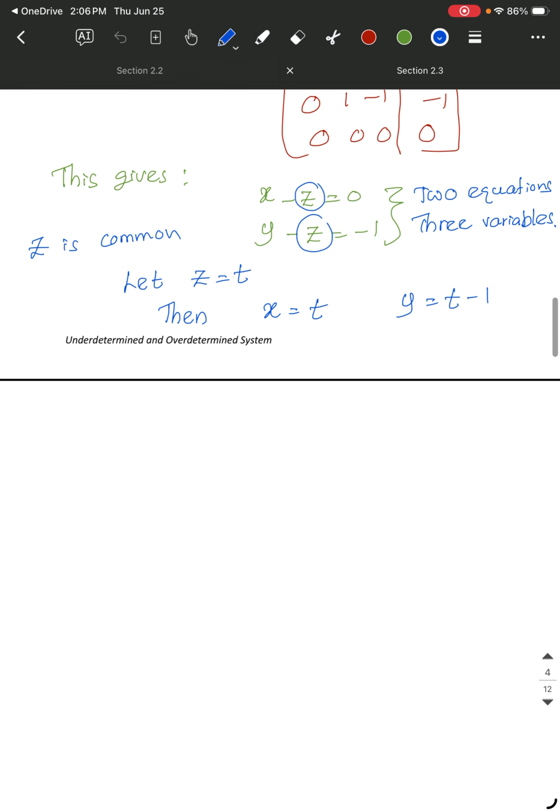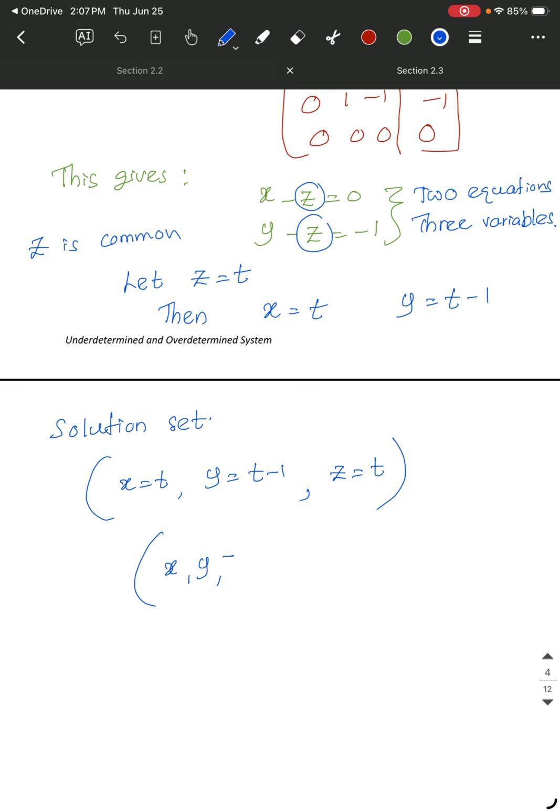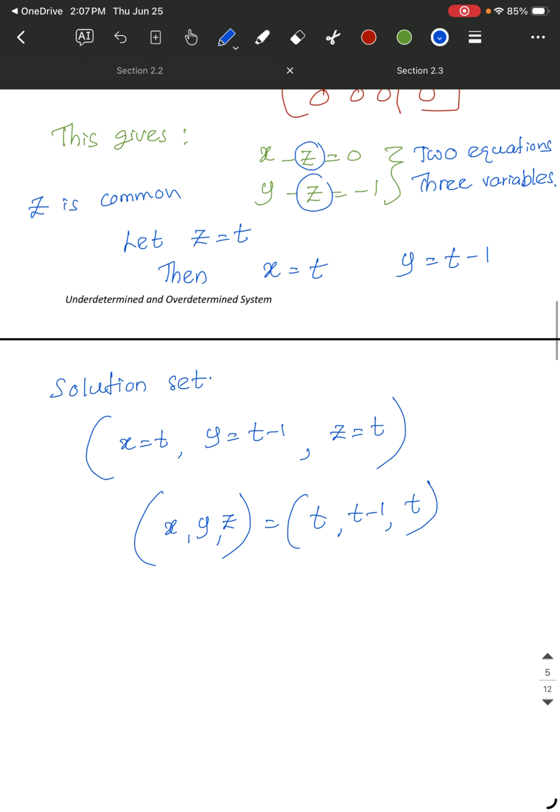So, we can write down the solution set: x equals t, y equals t minus 1, z equals t. Okay, (x, y, z) equals (t, t minus 1, t). Okay, then let me check.